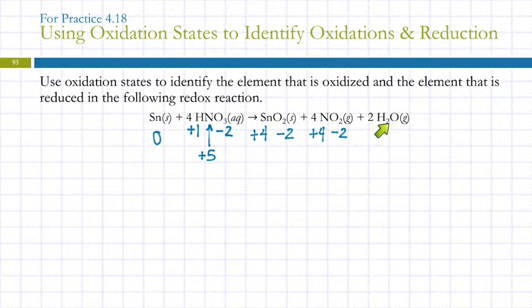And then last, we've got water. Who gets first priority, hydrogen or oxygen? Hydrogen. What does it want? Plus 1. So what's the oxygen? Negative 2. Any questions about how we got the oxidation states?